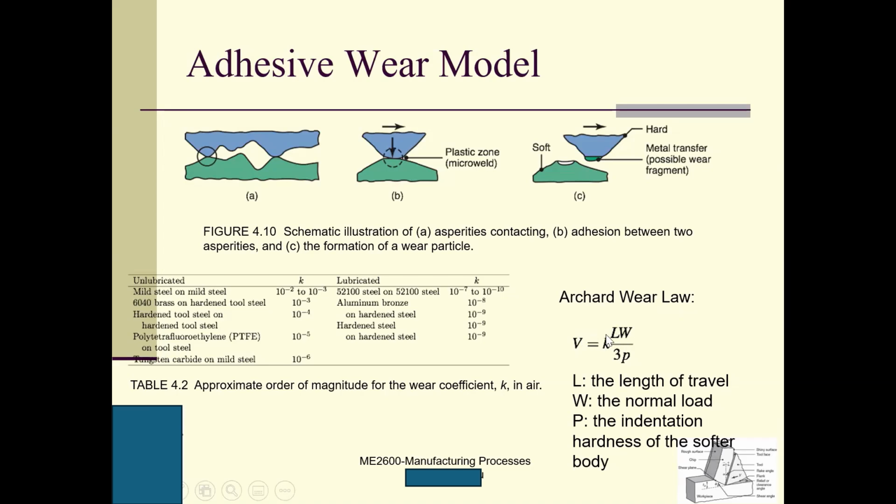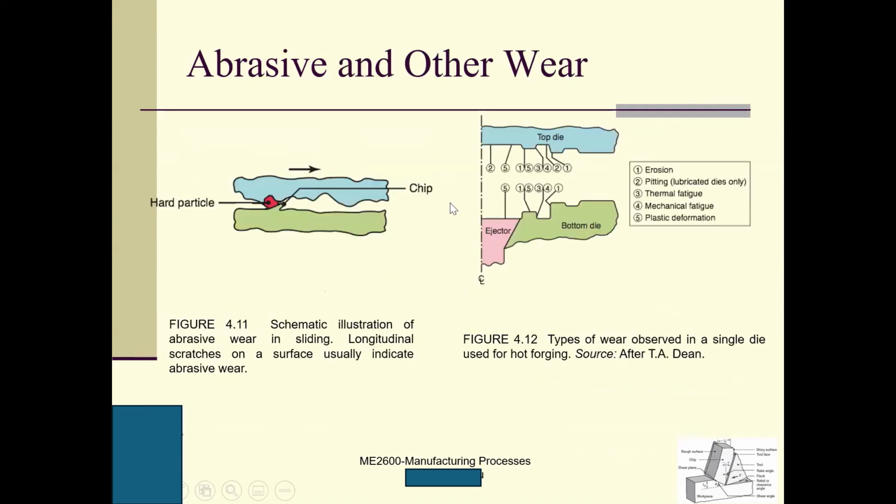This is the Archard wear law. I will not test your understanding of this one, but I just want to introduce it. It involves the length of travel, the normal load, and P, the indentation hardness of the softer body. So this is the V, which indicates how deep the wear is. Here is the unlubricated case. This is adhesion and other wear adhesion. Suppose this is a hard material here. This is a hard particle. If you drag this to the right direction, this hard particle will generate this chip here.